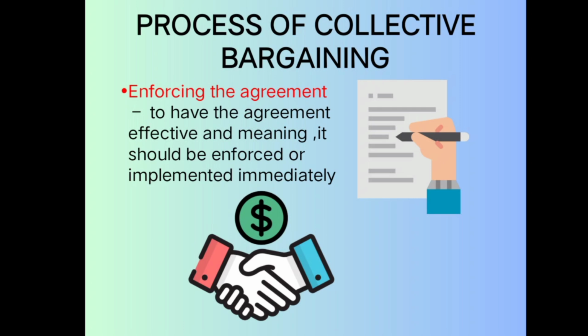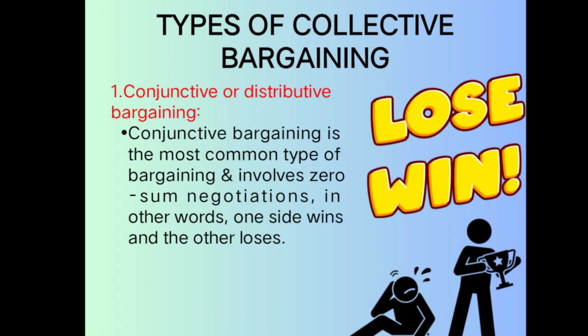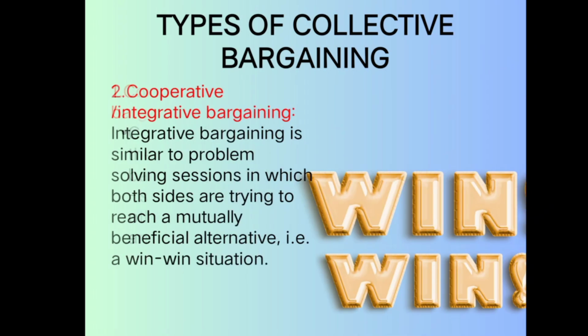Next we'll see about the types of collective bargaining. First one is conjunctive or distributive bargaining. From this it is very clear: one side of the party will lose and the other side will win. Either employer or employees, whoever it is, only one side wins. Conjunctive bargaining is the most common type of bargaining and involves zero-sum negotiations. In other words, one side wins and the other side loses.